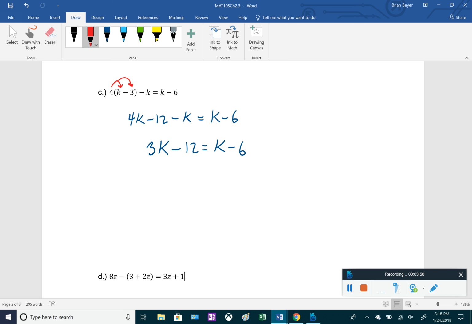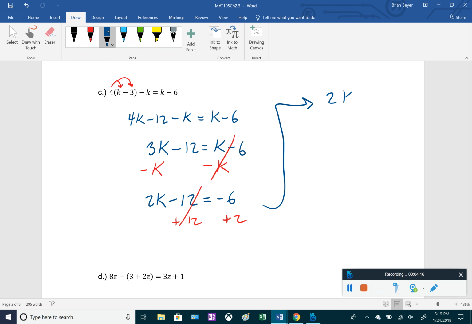So let's get all of the variables on the left. So let's subtract k. So 3k minus k is 2k. 2k minus 12 equals negative 6. And let's add 12 to both sides. So we get 2k equals negative 6 plus 12, which is 6. Lastly, divide both sides by 2. We get k equals 3. So if we plugged in 3 here, we would know that we got the right answer.